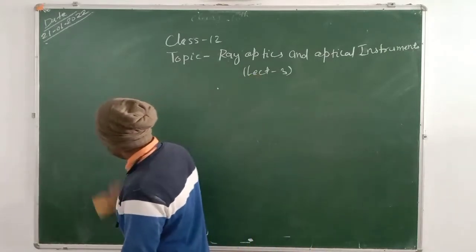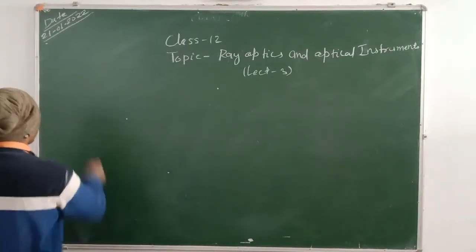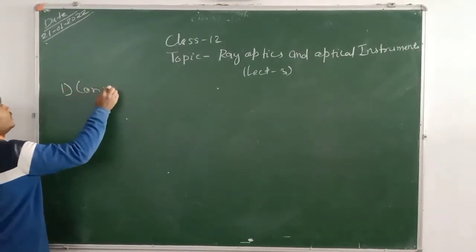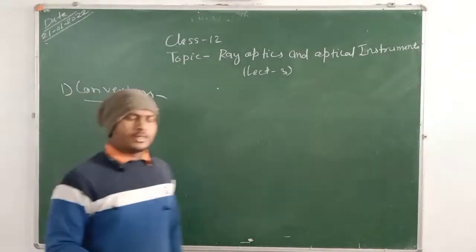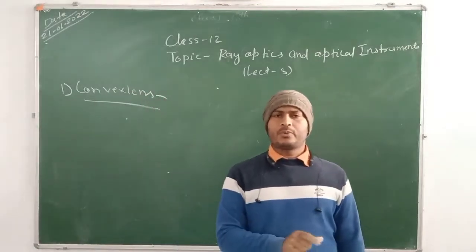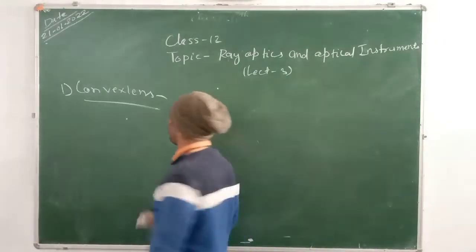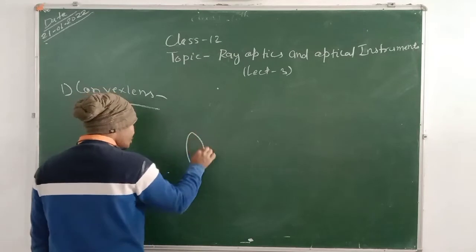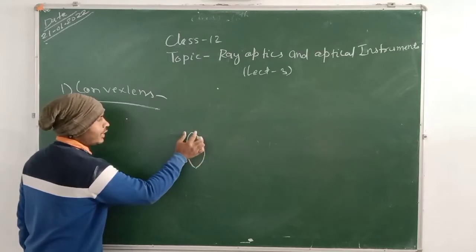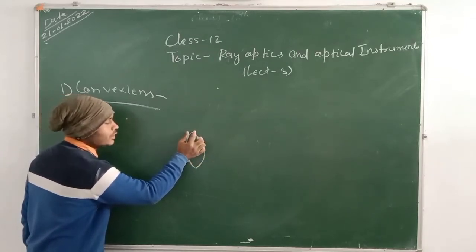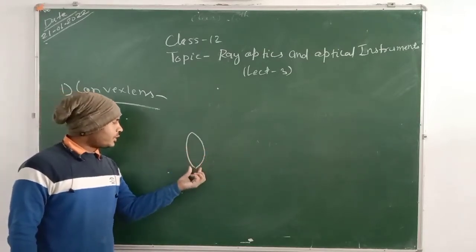The first type of lens is convex lens. Convex lens is such a lens which is thicker at the middle portion while it is thinner at the end. Is it clear, students? For example, look, this lens, combination of these surfaces, it is thicker at the middle, but when we see at the end, it becomes thinner. So convex lens is such a lens which is thicker at the middle but thinner at the end.